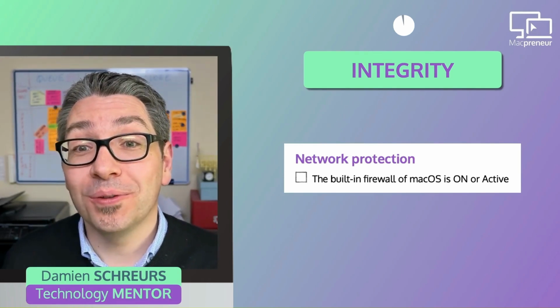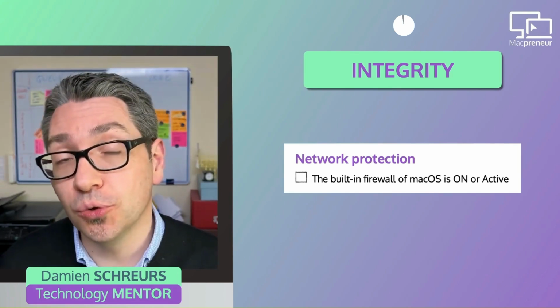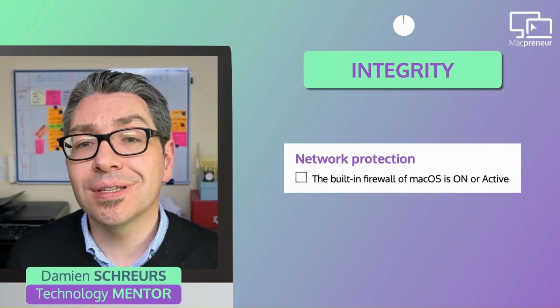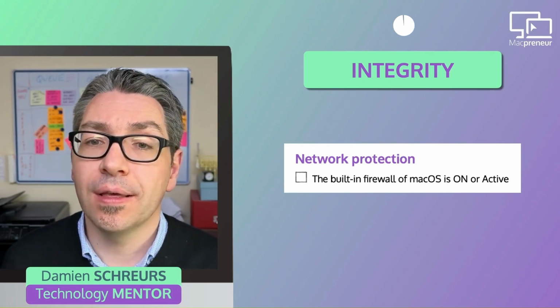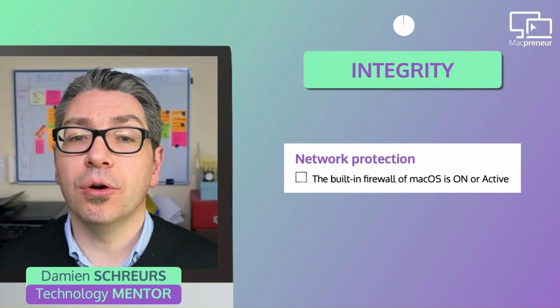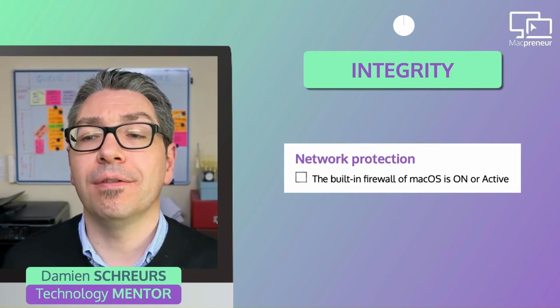And to find out whether the built-in firewall of macOS is turned on or to activate it, here is what to do. For Macs running macOS 12 Monterey or earlier, you open System Preferences, then visit Security and Privacy, then Firewall. And for Macs running macOS 13 Ventura or later, open System Settings, then visit Network, then Firewall.